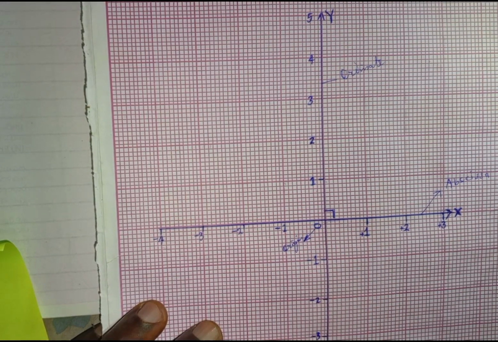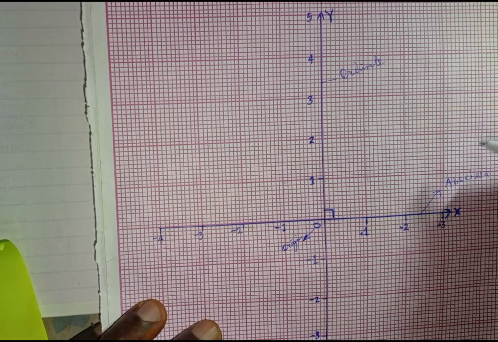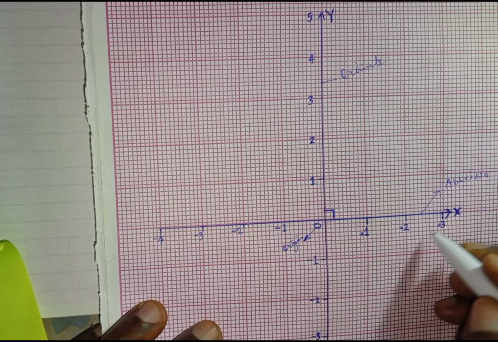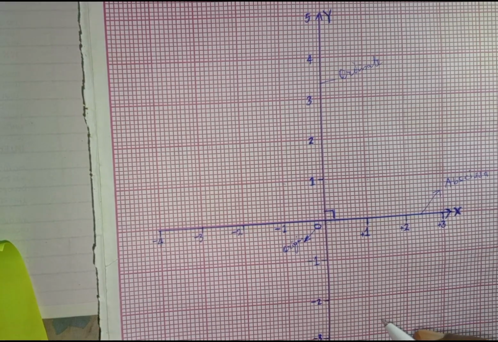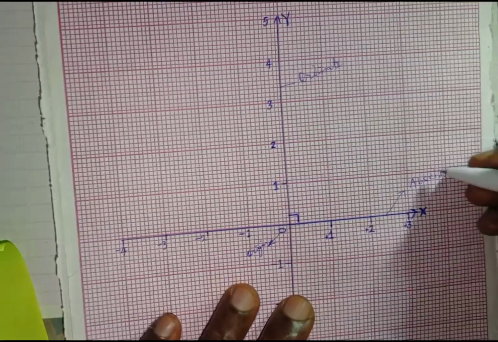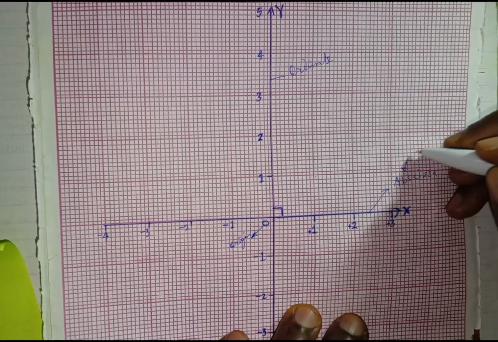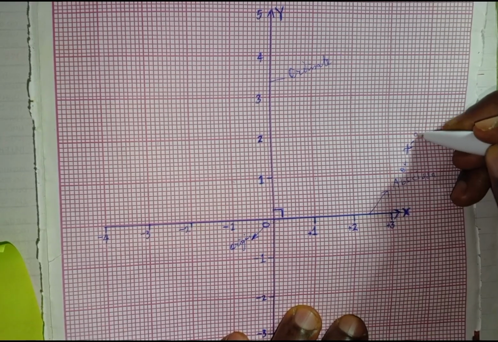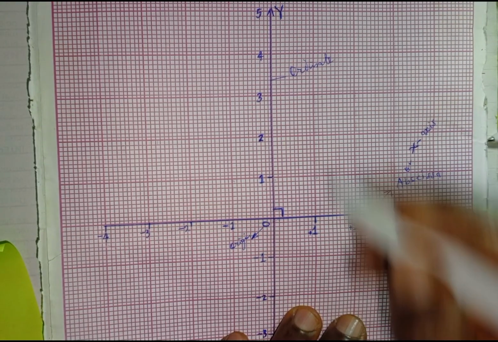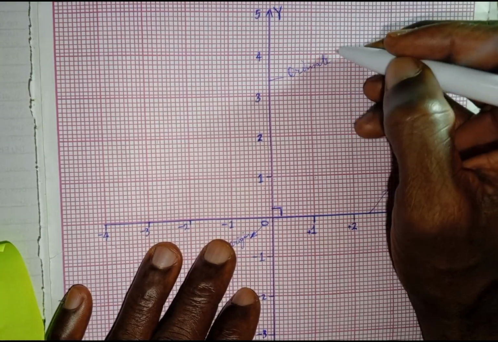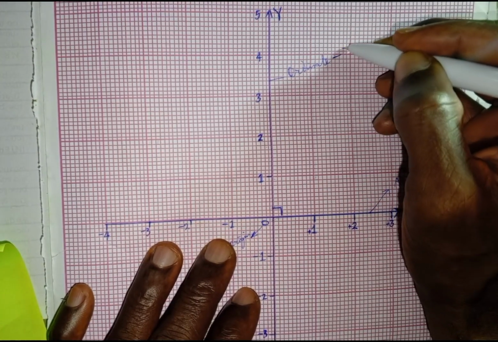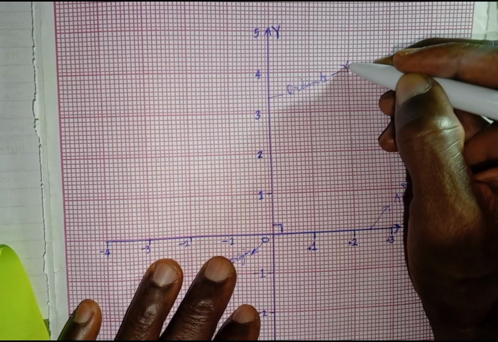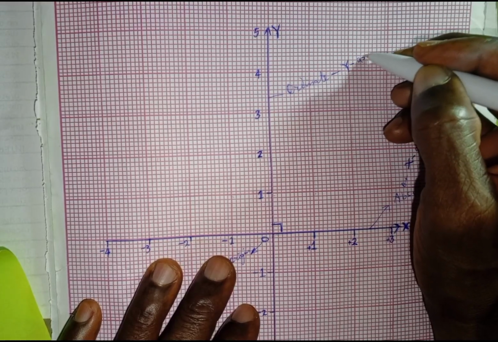That place is called the origin. So, this is our x-axis, or you call it the abscissa. This is our ordinate, or you call it the y-axis.